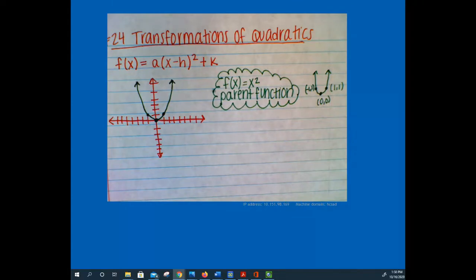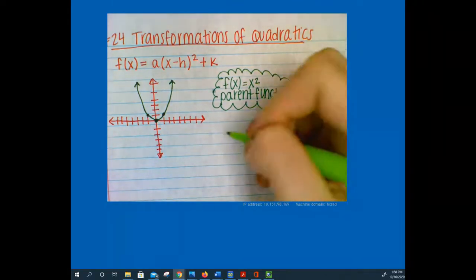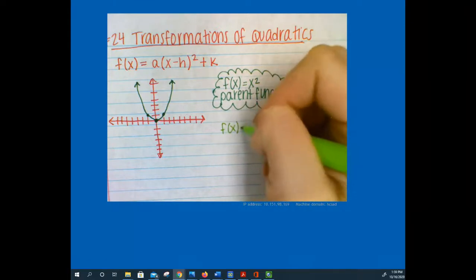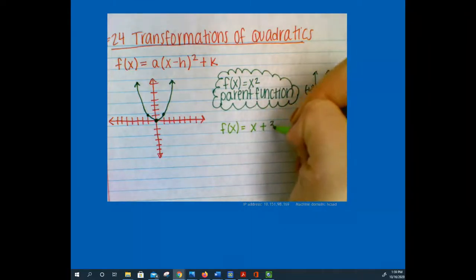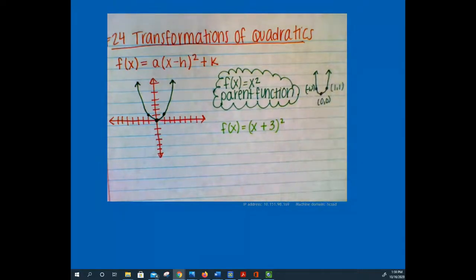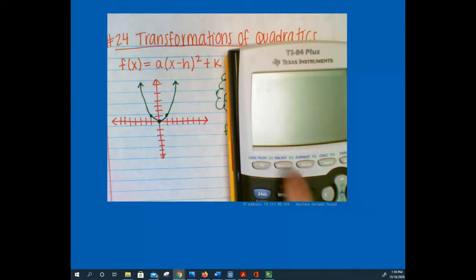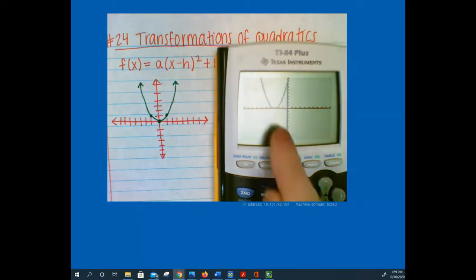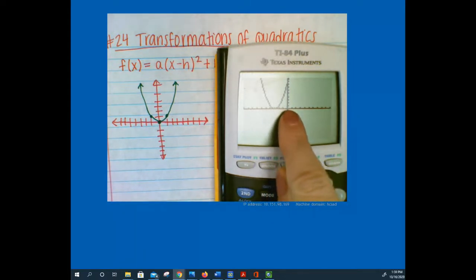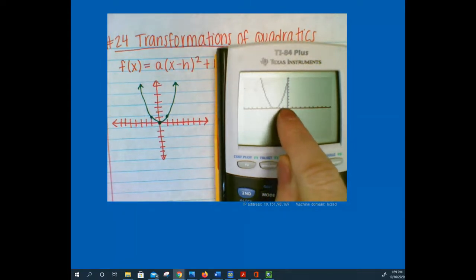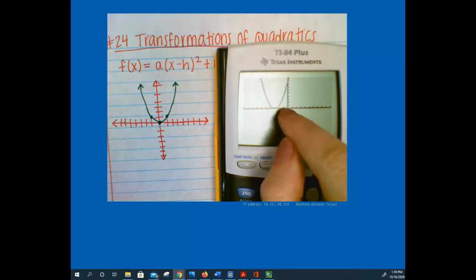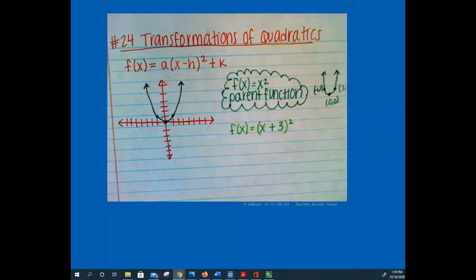Now, if I have the graph f of x equals x plus 3 squared, and I want to know what happens to it, if I use my calculator and type in x plus 3 squared and press graph, I notice my original vertex was at 0, 0, and it shifted. If you count, you can see 1, 2, 3. It went 3 to the left.